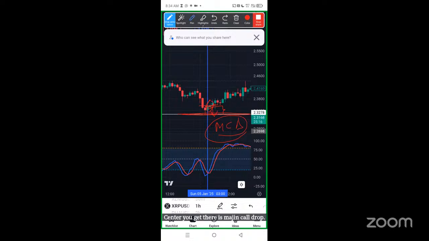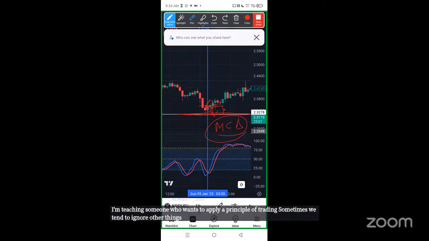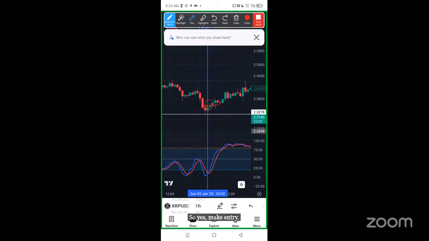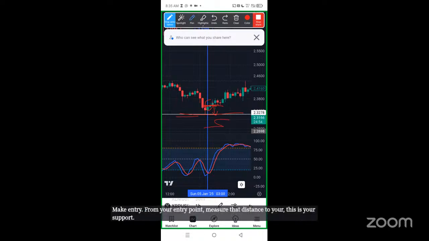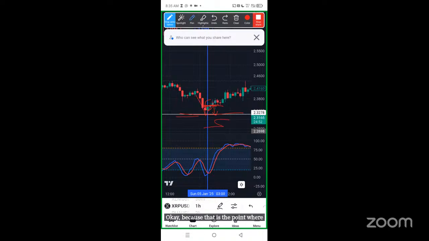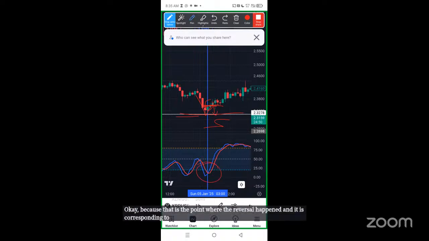I am teaching a beginner, someone who wants to apply a principle of trading. Sometimes we tend to ignore other things, but that is it. So just make entry in the next candle. Immediately the next candle opens, make entry. From your entry point, measure that distance to this, which is your support, okay? Because that is the point where the reversal happened, in the buildup of a crossover on the stochastic RSI. So it becomes your support.